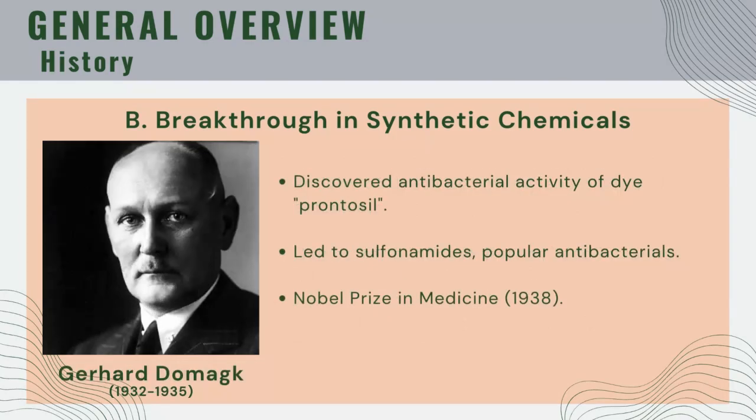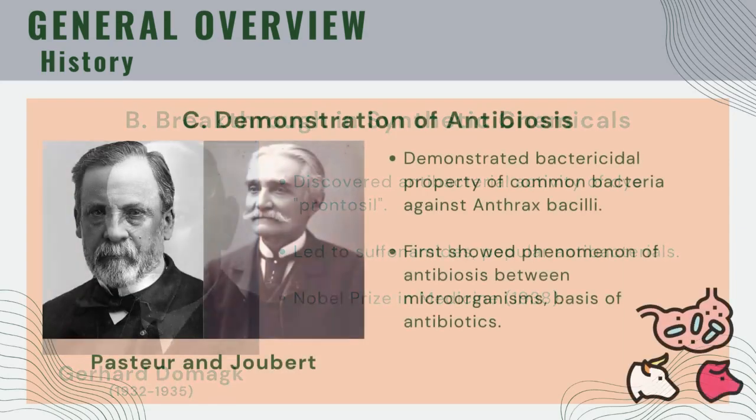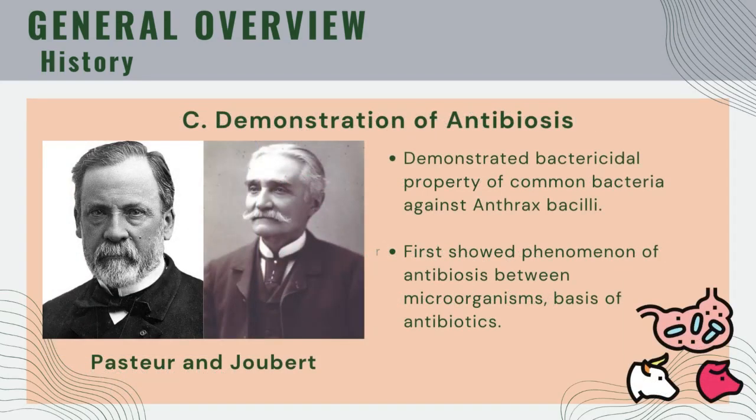Next is Gerhard Domagk. He discovered antibacterial activity of prontosil. This led to sulfonamides and popular antibacterials. He won the Nobel Prize in Medicine in 1938. Next is the demonstration of antibiosis. Pasteur and Joubert demonstrated bactericidal property of common bacteria against anthrax bacilli. They are the first to show phenomenon of antibiosis between microorganisms, basis of antibiotics.